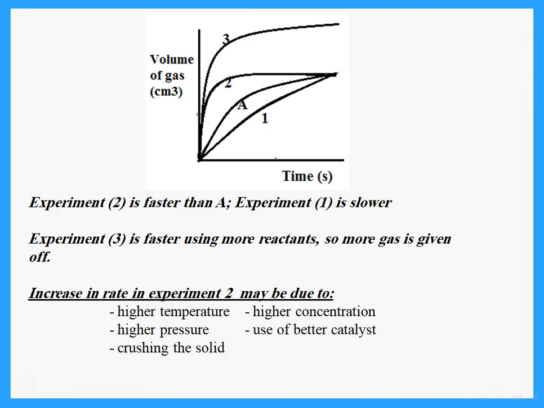colliding. If we have this kind of graph, we said if we do an experiment and it gives graph A, remember that graph number 1 is a slower reaction, graph number 2 is a faster reaction, but all of them end up at the same volume of gas. That means they all started with the same amount of reactants. Now graph 3 is faster and it has more volume of gas given off. This means that we started with a greater amount of reactants.